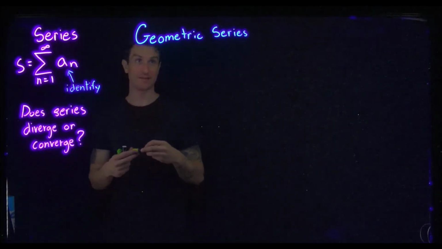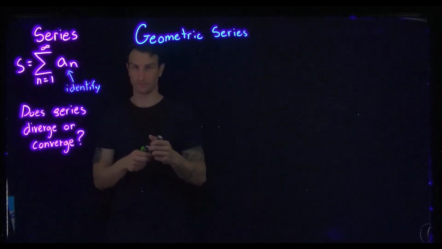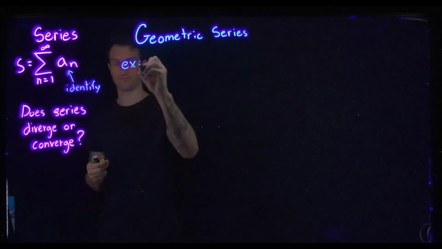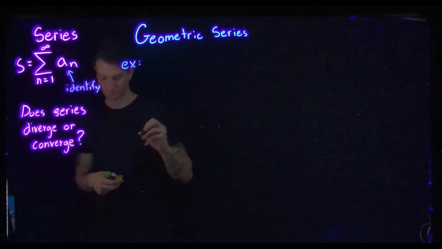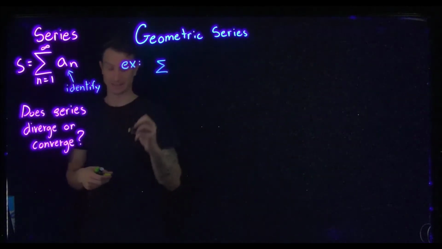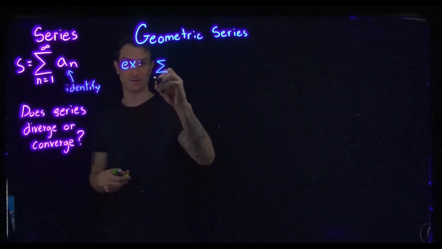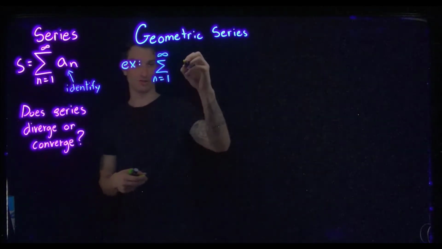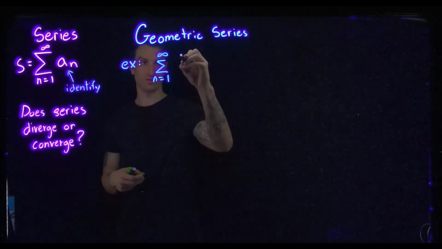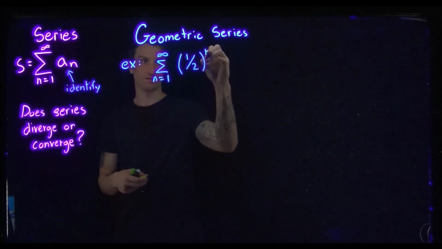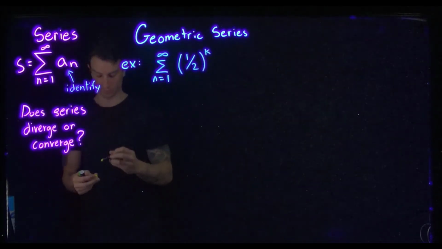All right, and I'm going to give an example. So let's do an example here. So let's say we have the sum of, we'll do an easy one to start off with. We'll start with n is equal to 1 to infinity, and let's just do 1/2 to the k.